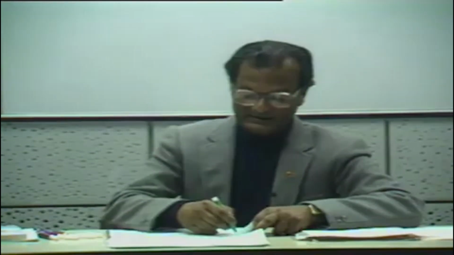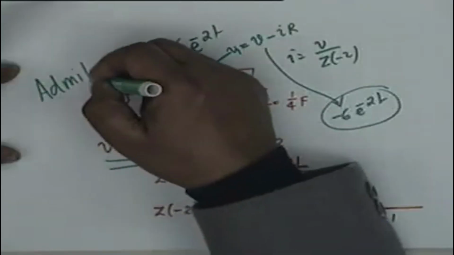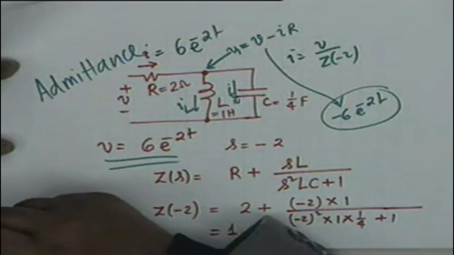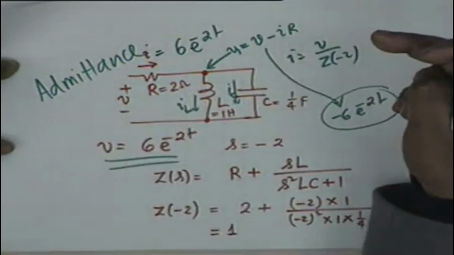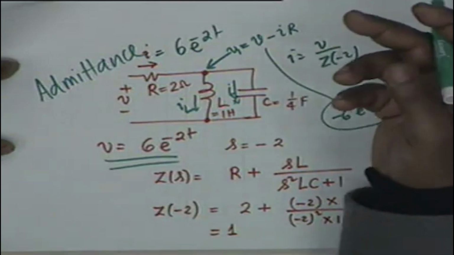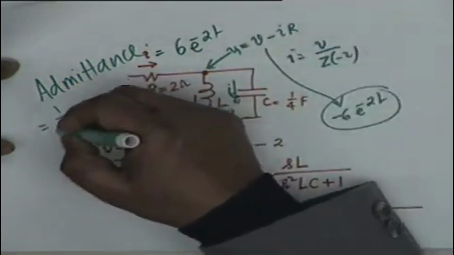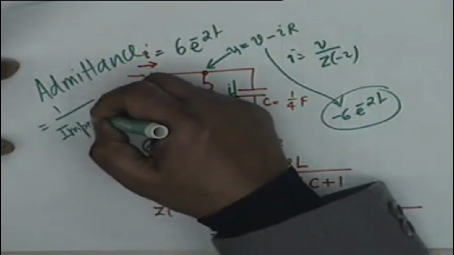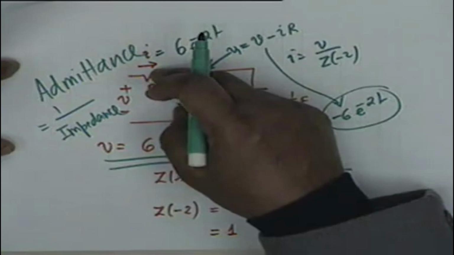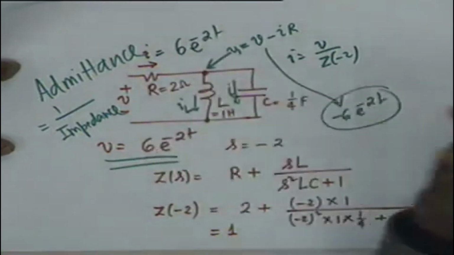I'll just introduce another term to you, admittance. I told you impedance is the ratio of voltage to current. The reciprocal of an impedance is the admittance. Admittance is 1 over impedance. Sometimes it is easier to work in terms of admittance rather than impedance. And it is with this that we conclude the class today.